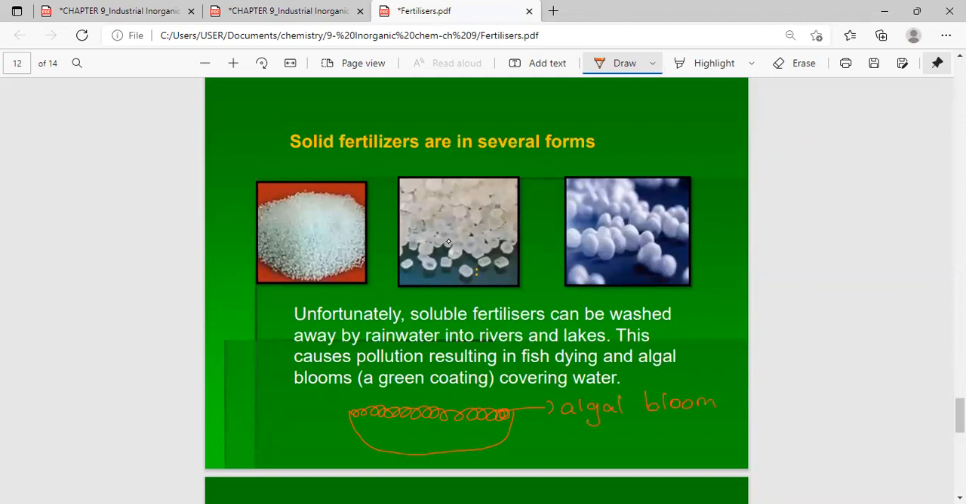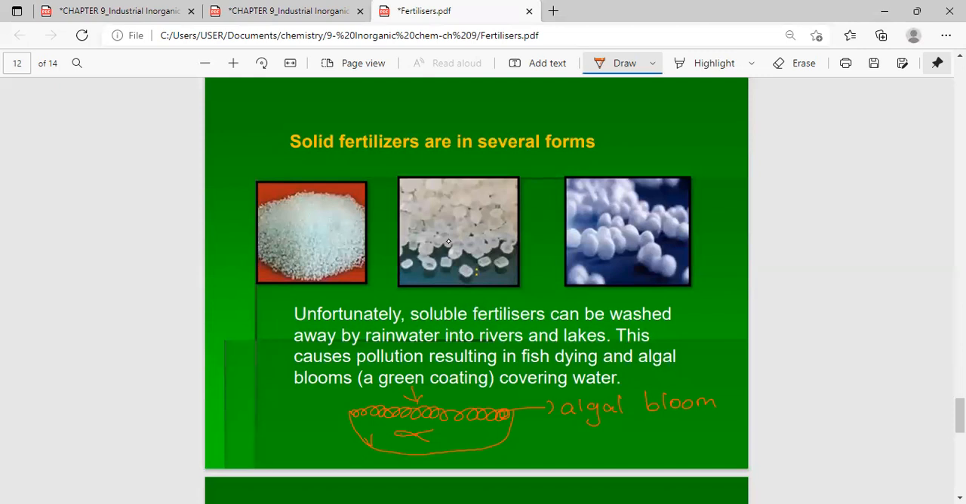Now because of this algal bloom, what happens? It blocks the sunlight. There won't be sunlight for other aquatic plants or the fish. Not only does it block the sunlight, the algae will use up all the oxygen in the water, so there won't be enough oxygen for the fish and other small plants, so they will all die. So it ends up like a dead area. This is another negative effect.